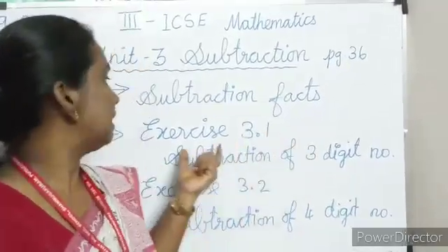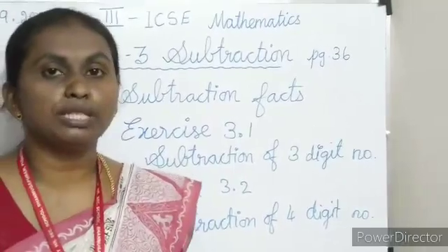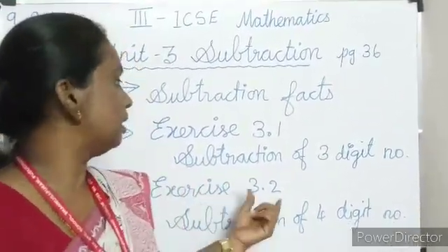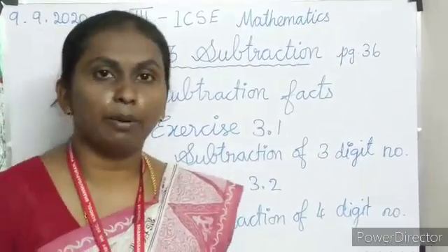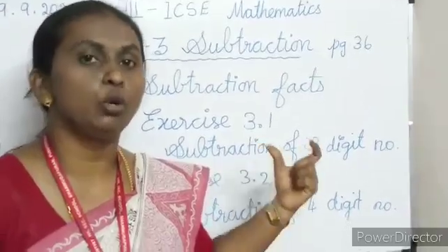Coming to exercise 3.1, we are going to do the subtraction of 3-digit numbers. Next is exercise 3.2, where we are going to see about 4-digit number subtraction. That's all, children. We will go to the exercise section now.